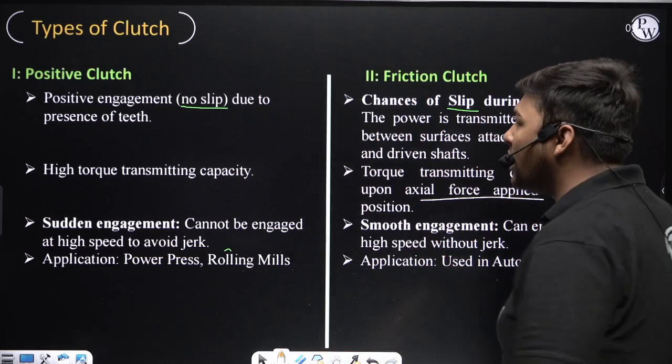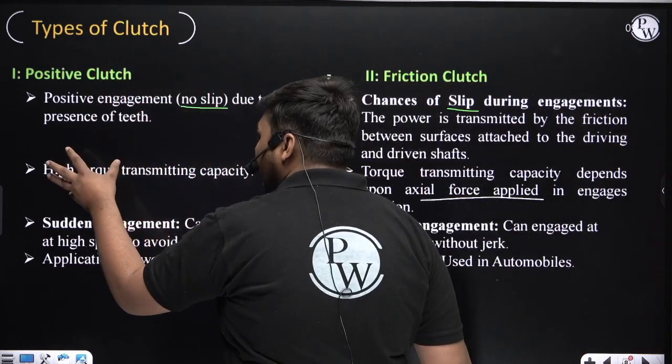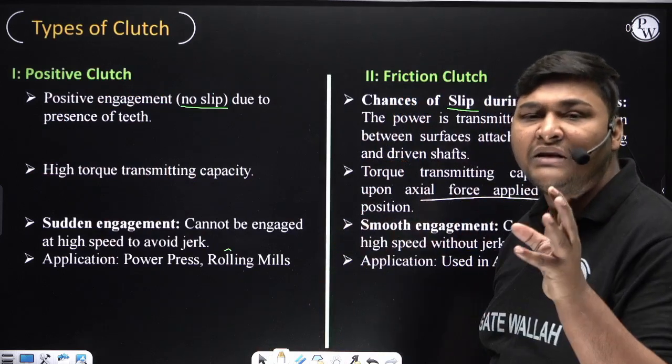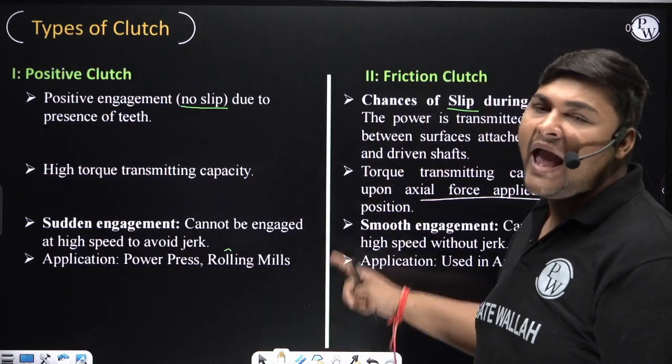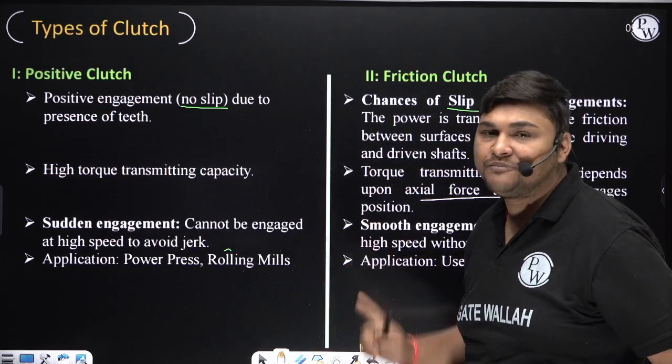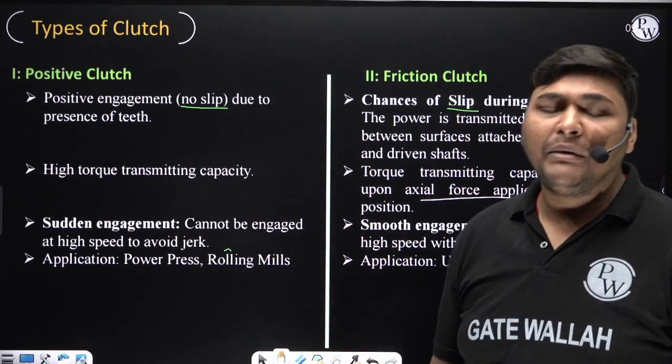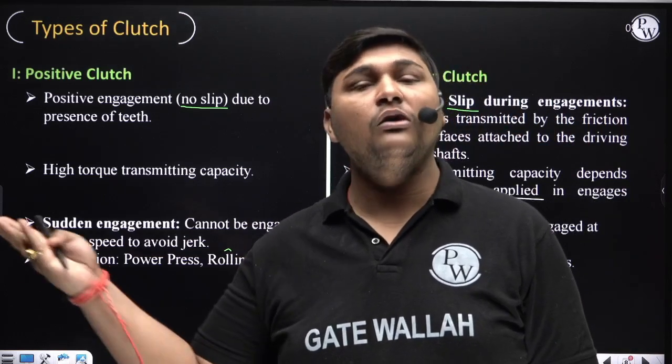Summary is, the torque transmitting capacity of this clutch is very high. As compared to this clutch, the torque transmitting capacity of the friction clutch is less, which depends upon the axial force which we are applying in this system. So this is also one of the advantages of the positive clutch. But then why are we using a friction clutch? We should always use a positive clutch. No.